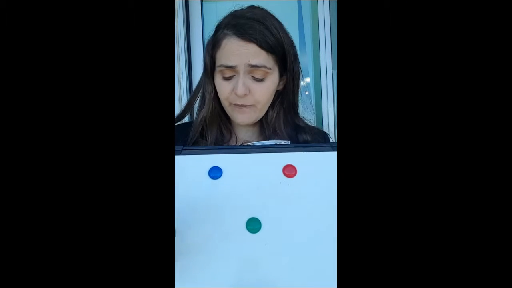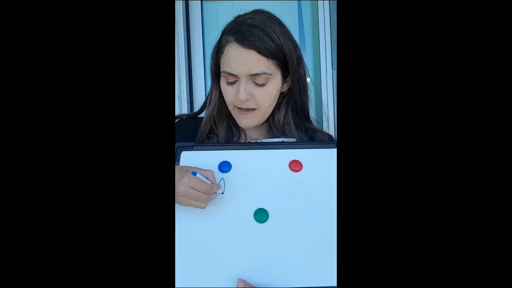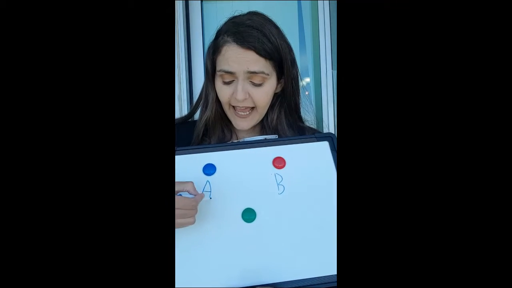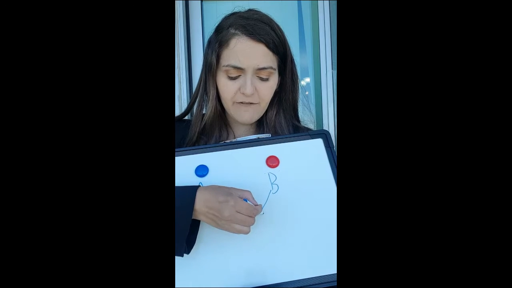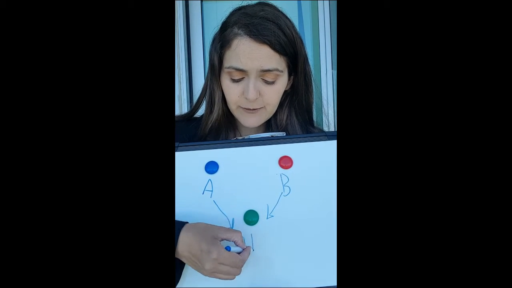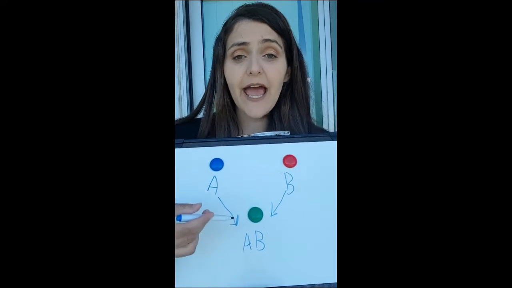Now another scenario, let's say the father is an A and the mother is B, and the child will get an A from the father and a B from the mother. What will happen in this case? The child will be expressing both A and B.